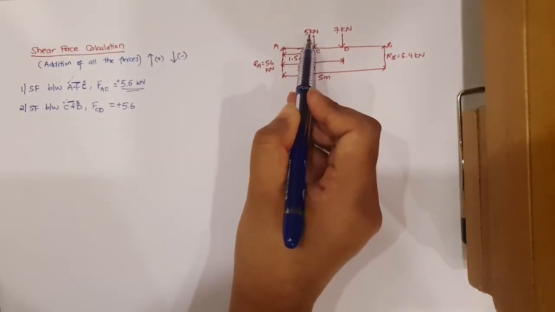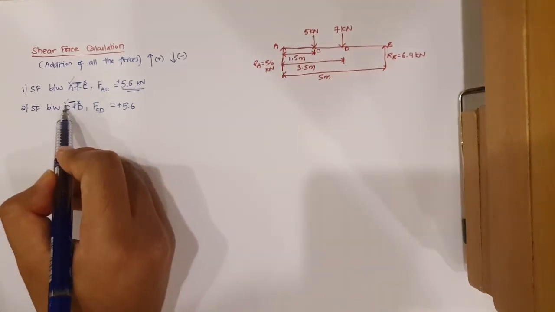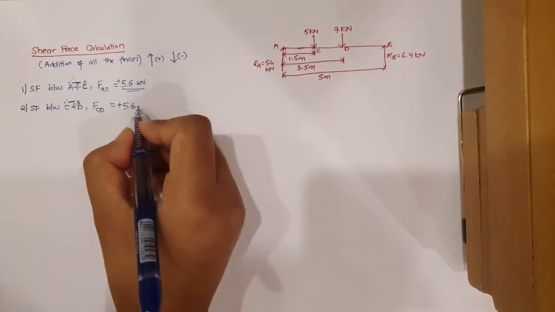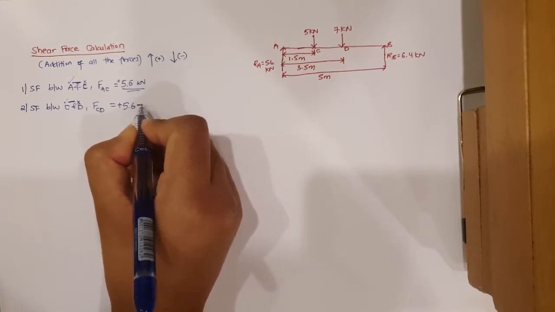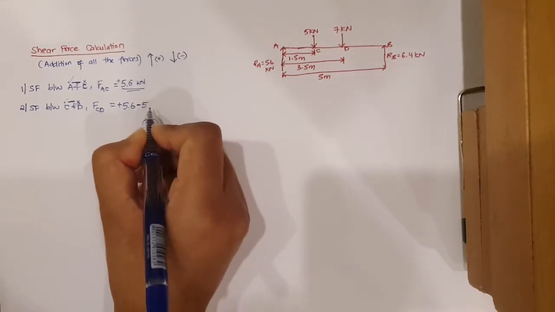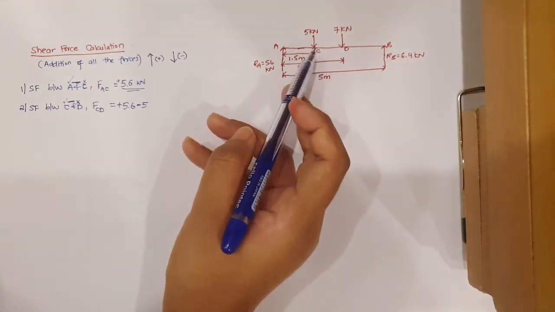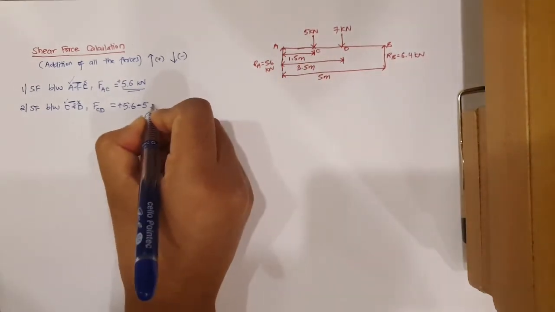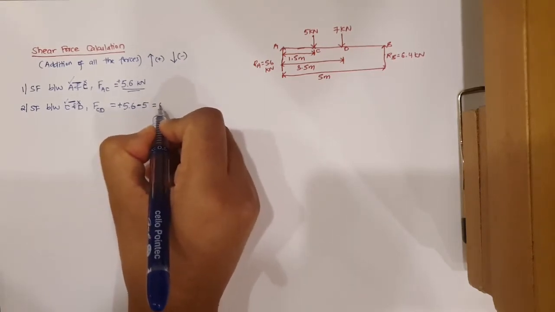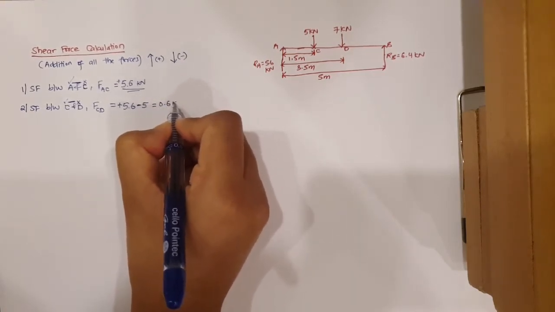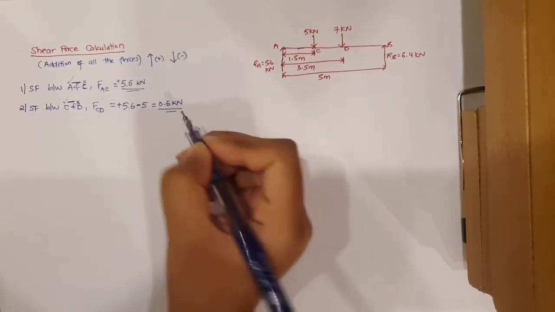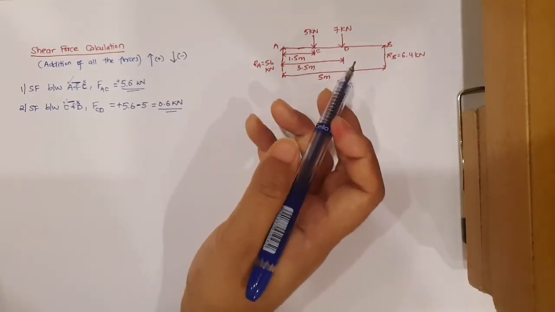अब C के ऊपर 5 kilonewton लोड लग रहा है, तो we need to consider this one because ये C के ऊपर आ रहा है यहाँ पर. So ऊपर से नीचे आ रहा है तो it is -5. और अब C और D के बीच पे कोई लोड है, there is no load in between C and D, so it will be equal to 0.6 kilonewton. So this is the shear force between C and D.